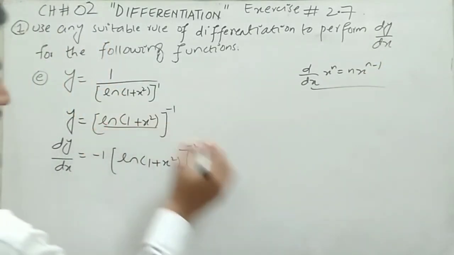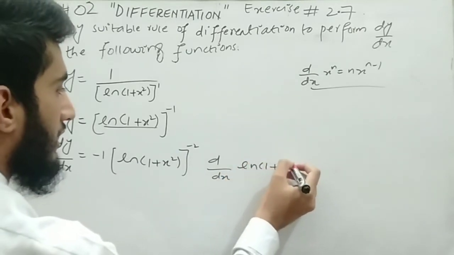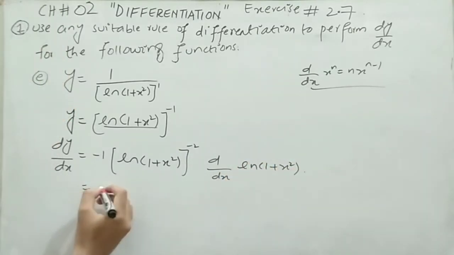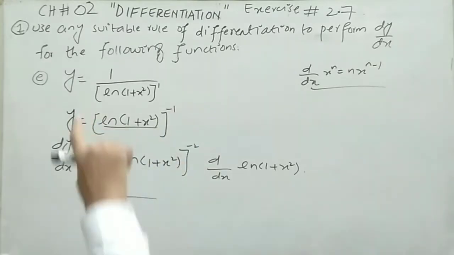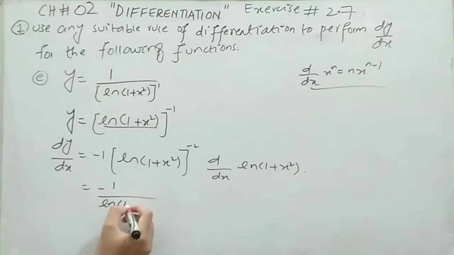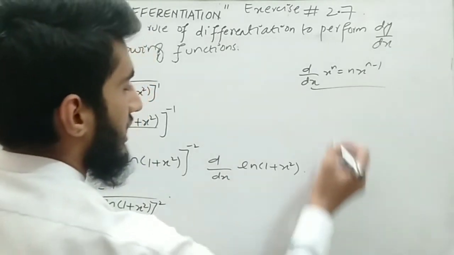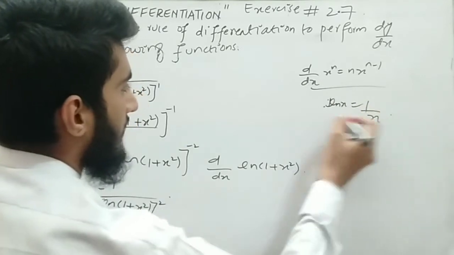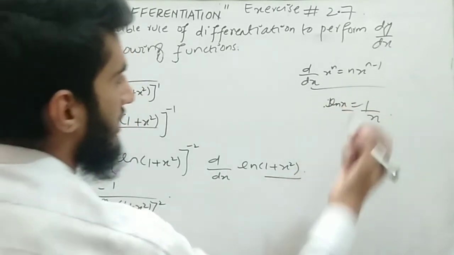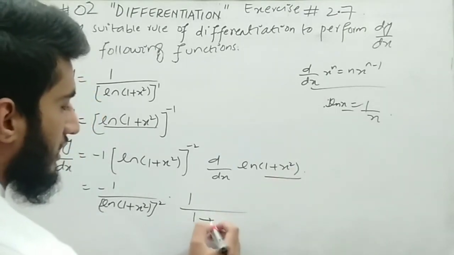Now also take the derivative of this inner function, d by dx of ln of 1 plus x square. So it becomes minus 1 times 1 divided by, here the power is negative 2, so by moving to the denominator the power will become positive. So it becomes ln of 1 plus x square whole raised to the power 2. After this, you know that the derivative of ln of x is 1 over x, but the function over here is 1 plus x square, so just replace x with 1 plus x square. So the derivative will be 1 over 1 plus x square.